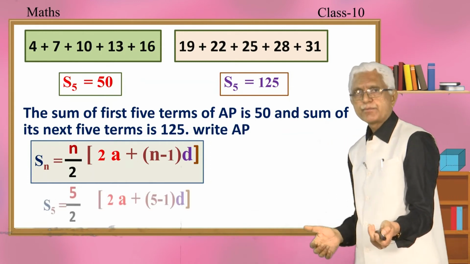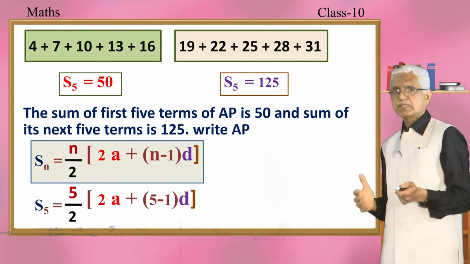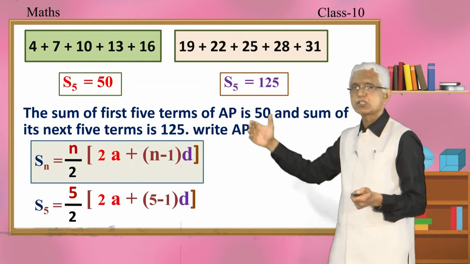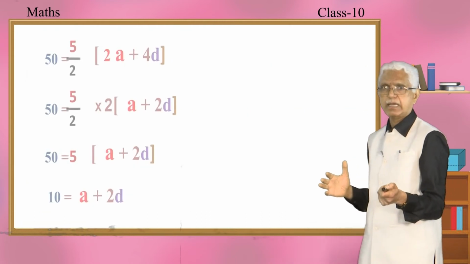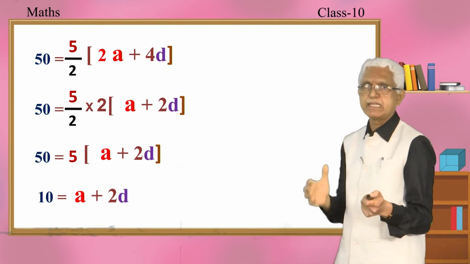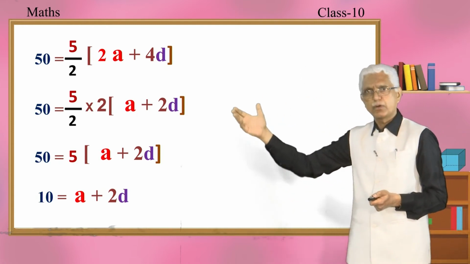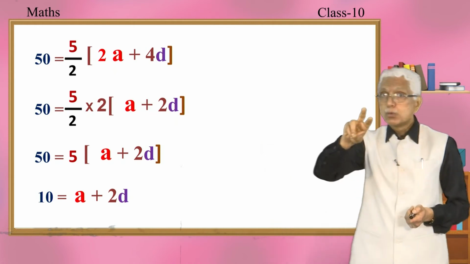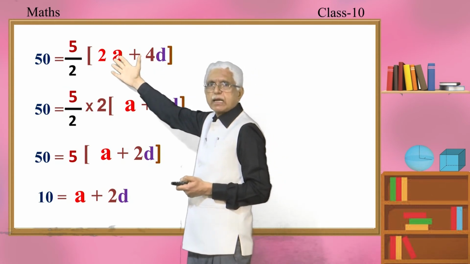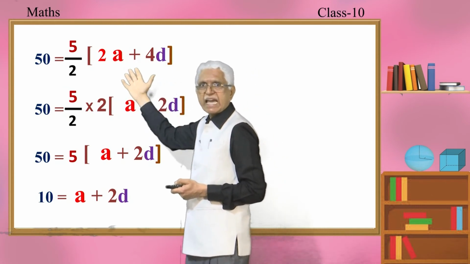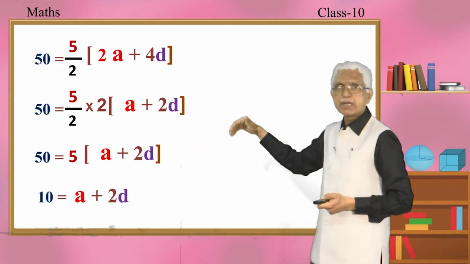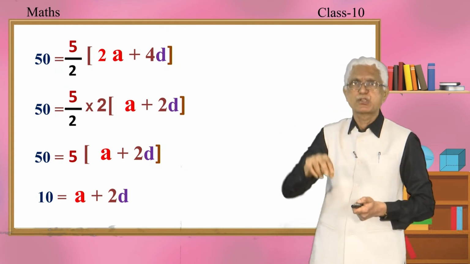Sum of the first 5 terms, S5, is equal to 5 by 2 into 2a plus 5 minus 1 into d. Correct? First 5 terms sum was given to be 50. So 50 is equal to 5 by 2 into 2a plus 4d. Can I remove 2 as a common factor? I can. That is what I have done here, my dear children. 2 is removed as common factor, so 5 by 2 into 2 into a plus 2d.